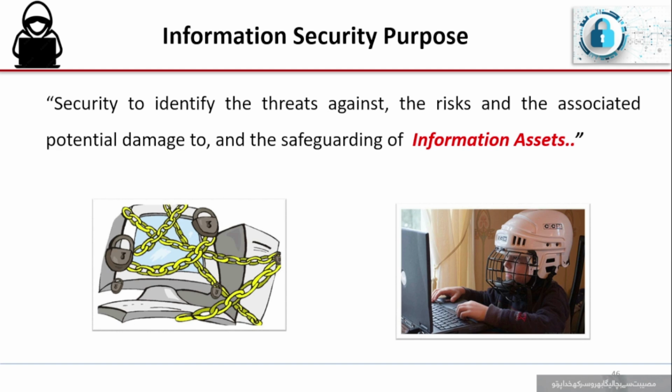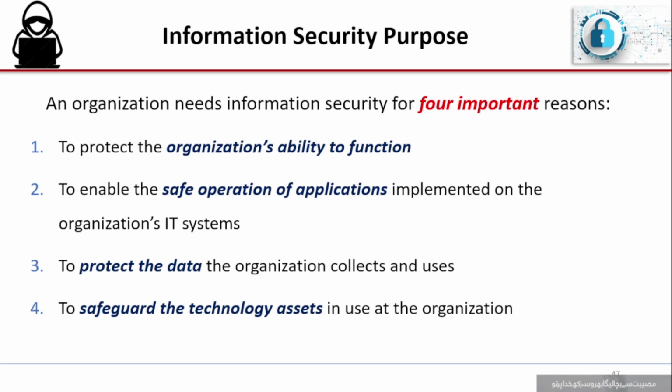So till now you must be knowing why we need information security, what is its purpose. Now, an organization needs information security for four major purposes. One is the organization's ability to function. You must have heard about the business continuity plan. Organizations do make this plan, and information security is a major part of it, so that a business keeps working even if something bad happens.